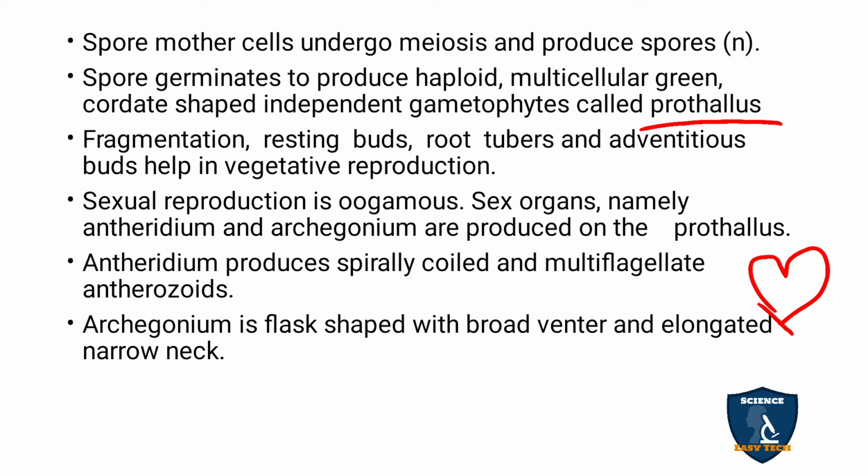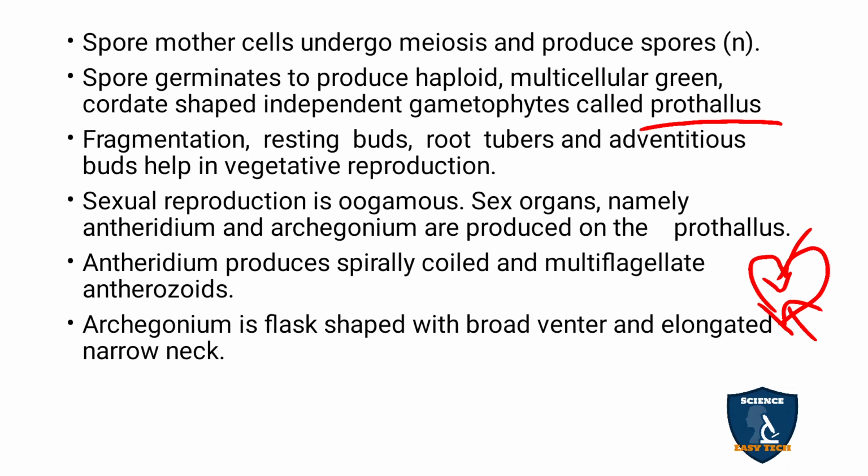So the gametophytic stage arises, and vegetative reproduction also takes place here. That is fragmentation, resting buds, root tubers, and adventitious buds in vegetative reproduction. Sexual reproduction is oogamous type, that is antheridium and archegonium are there. They are produced in this prothallus. Here it may be archegonium, and here it may be antheridium. The antheridium possesses multiflagellate antherozoids, and it is club shaped. The antheridium is club shaped, and the archegonium is flask shaped.